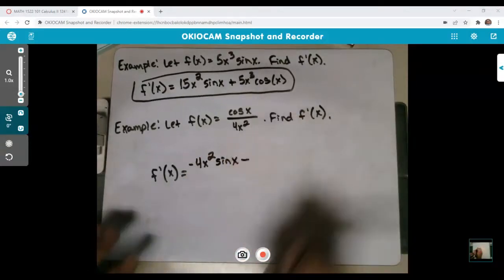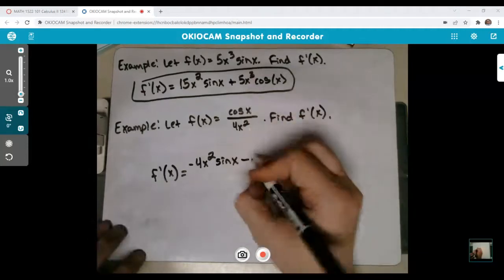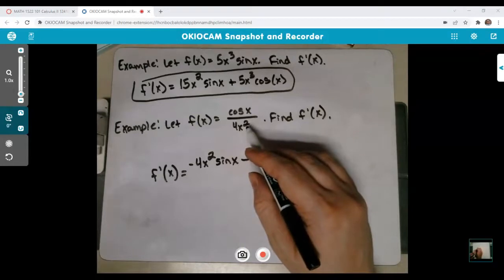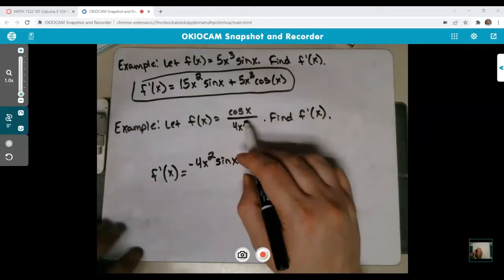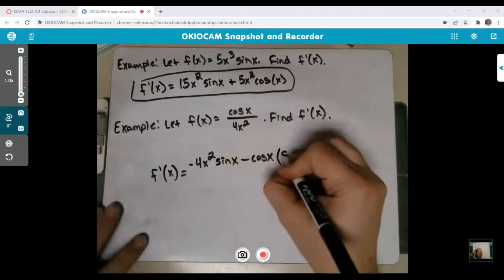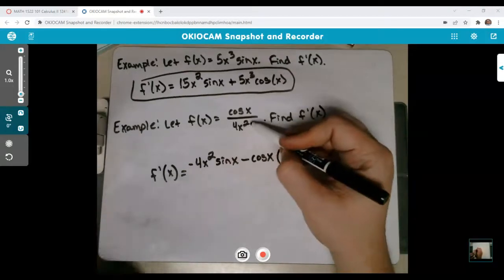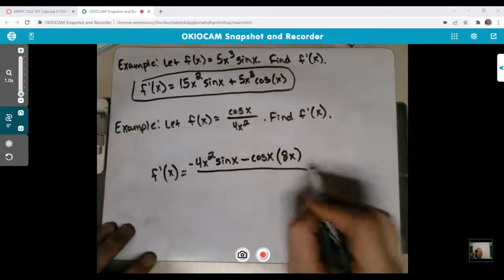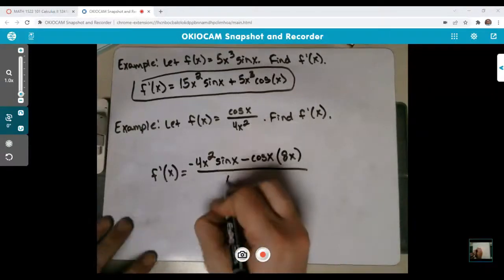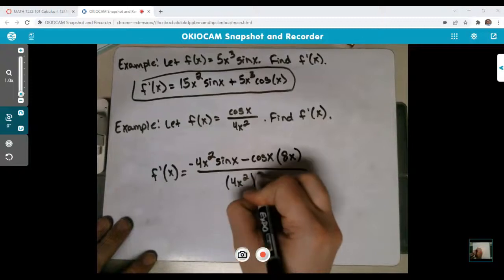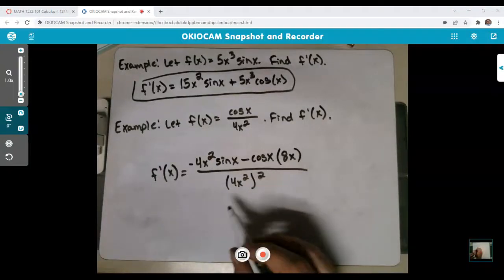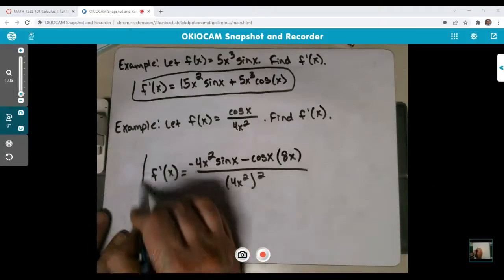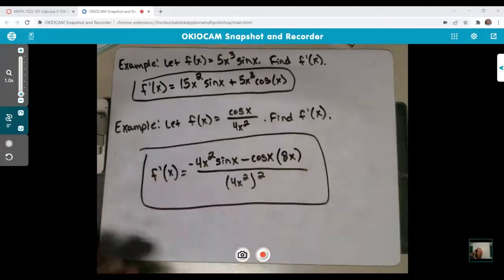And then minus high d low. So leave the numerator, so cosine of x, times the derivative of the denominator. Bring my 2 down and we get 8x, because 2 minus 1 is a 1, and so that's x to the first. All over low squared, so the denominator squared. Like I said, you do not have to reduce this. You don't have to try to rewrite this a certain way. You can just leave it like this, and that is completely fine.